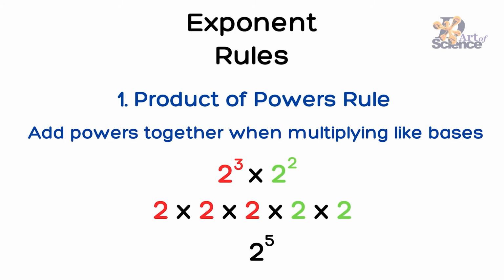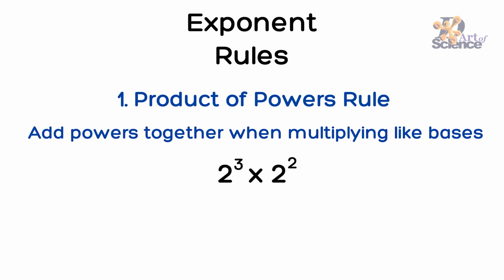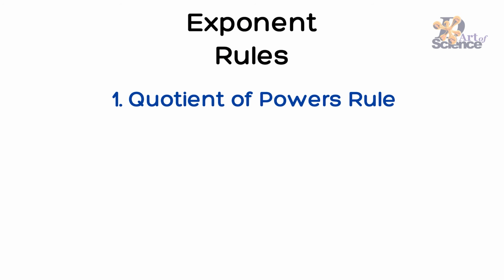Now this is exactly what the rule tells us. When you have like bases with two different exponents and you're multiplying these, what you can simply do is add the exponents. So 2 raised to the power 3 multiplied by 2 raised to the power 2 simply equals 2 raised to the power 3 plus 2, which is 2 raised to the power 5 like we saw before. Our next rule is very similar to the previous one, except this time, instead of multiplication and addition, we have division and subtraction.